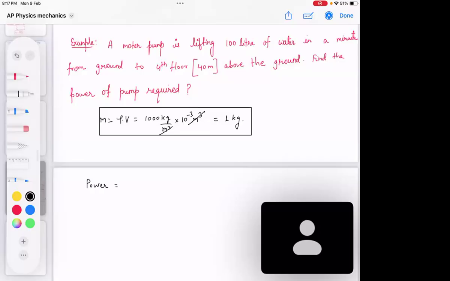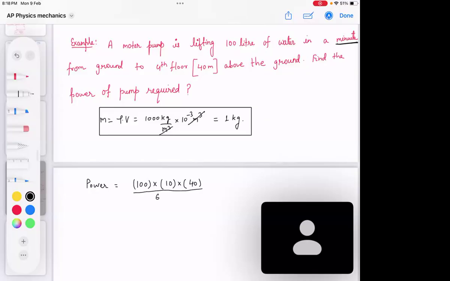So actually how much mass are we lifting? 100 liter means 100 kg mass we are lifting. So m. And when we are lifting that, we must be doing some work against gravity, isn't it? Yes, sir. We are doing, that means the pump is doing. So the pump will be doing how much work? m into g into height. What height? 40 meter. So this is the work done by the pump, and this work is done in how much time? We want to lift this much water in a minute.